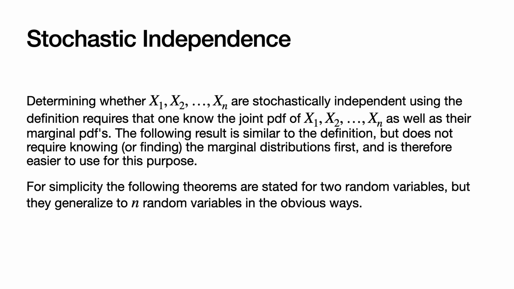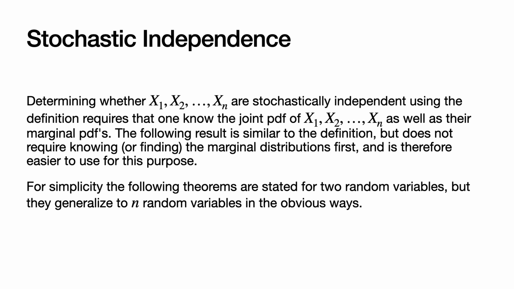Now, determining whether the random variables x1, x2, and so forth up to x sub n are stochastically independent using the definition requires that one know the joint PDF of the random variables as well as their individual marginal PDFs. Now, we may not have that information, or it may be difficult to obtain. The following result is similar to the definition, but the advantage of this result is that it does not require knowing or finding the marginal distributions of the individual random variables first, and is therefore easier to use for the purpose of determining whether the random variables are independent.